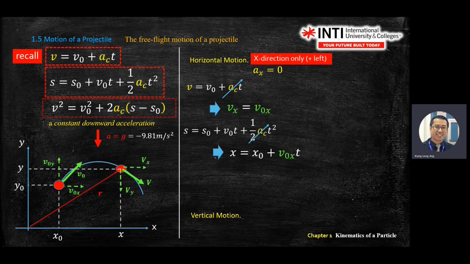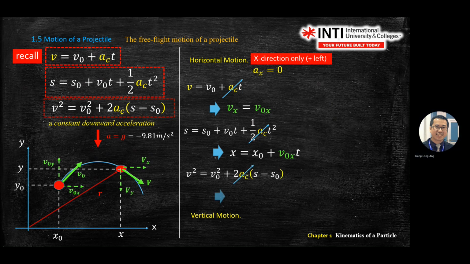Okay, same with the third one, AC is 0 in the x direction. So your V is the same as your initial. It agrees with the first one. Okay, this one is the same as this one. Okay.